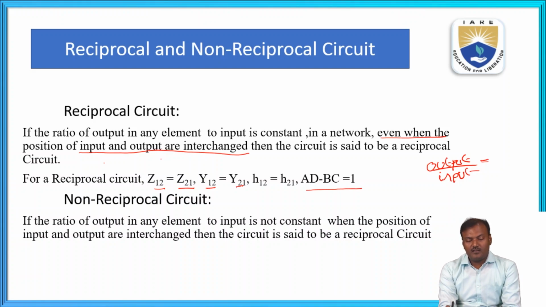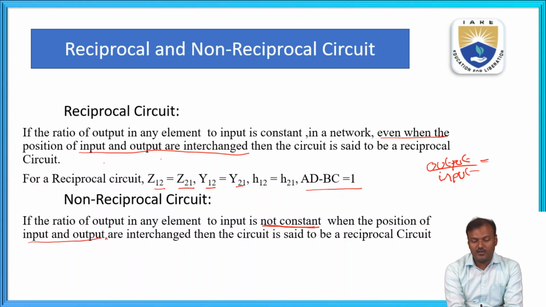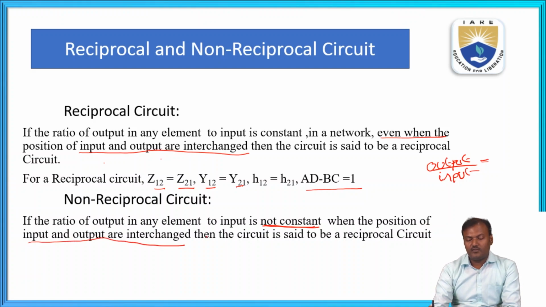Next one is a non-reciprocal circuit. If the ratio of output to input in any element is not constant when the positions of input and output are interchanged, then the circuit is said to be a non-reciprocal circuit.